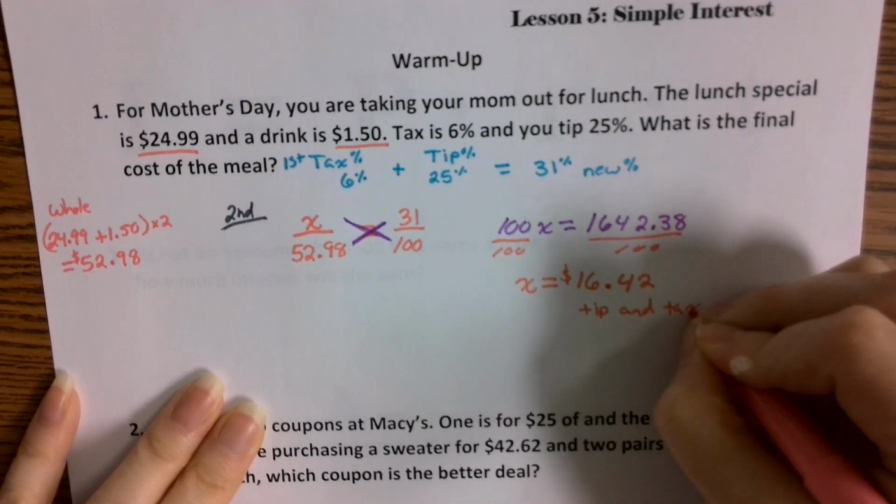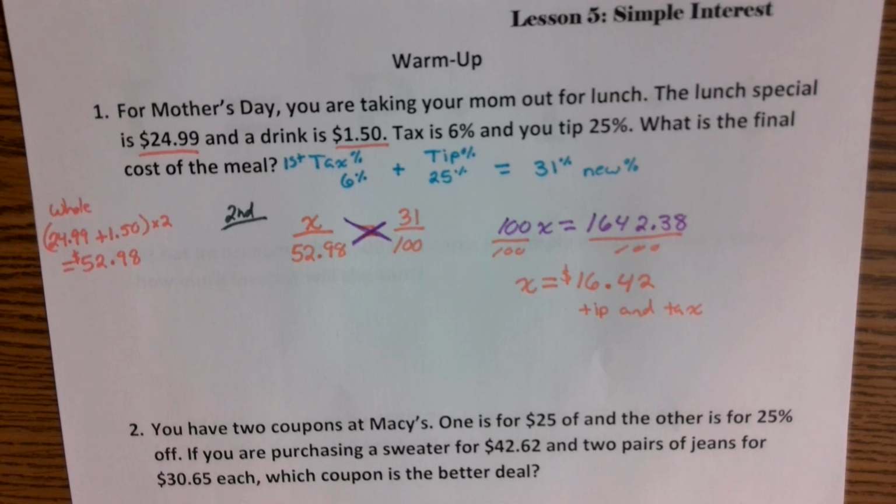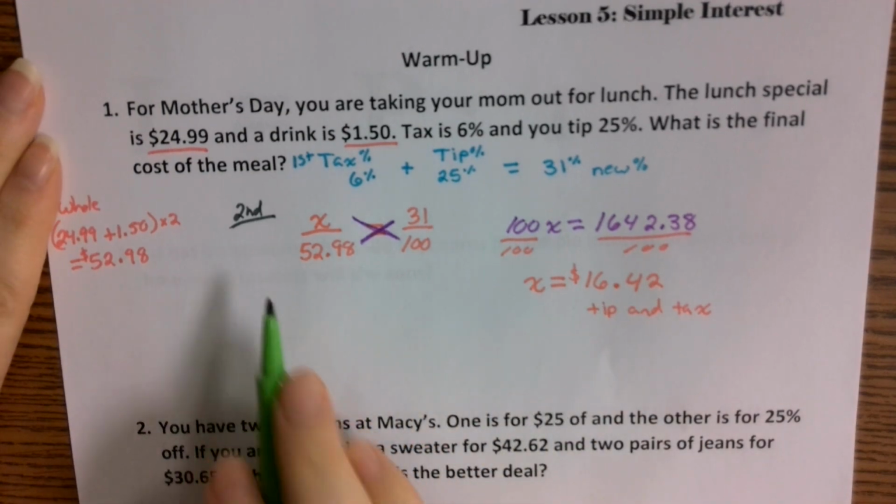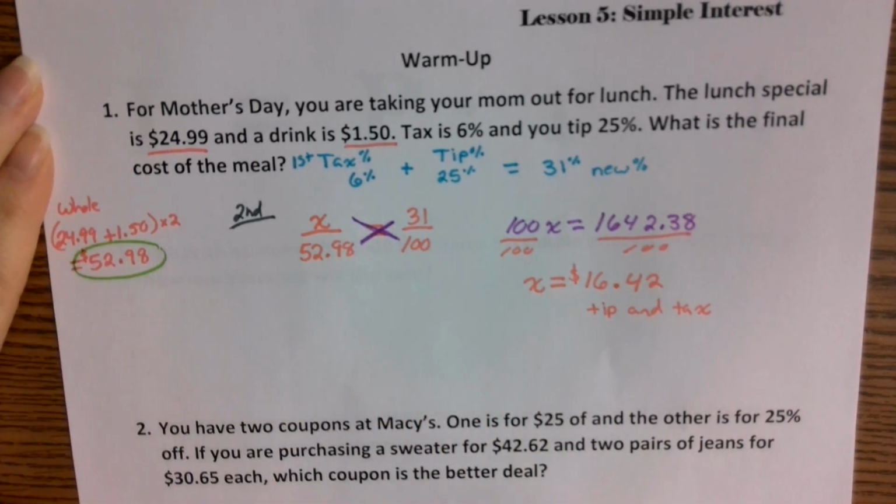What do we do with tip and tax? Add. Add it to what? What are we going to add it to? The original amount of money, right? We're going to add it to whatever the original amount of money was, which was right here. This is the original amount of money.